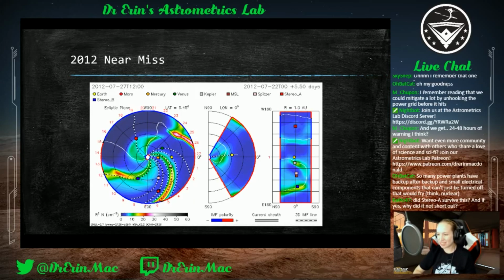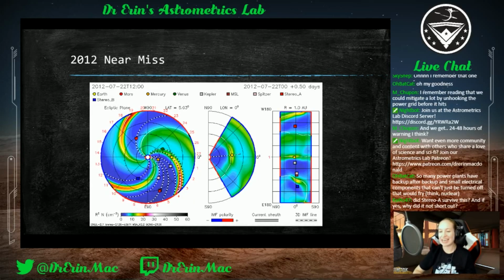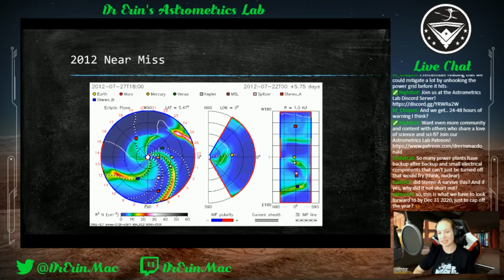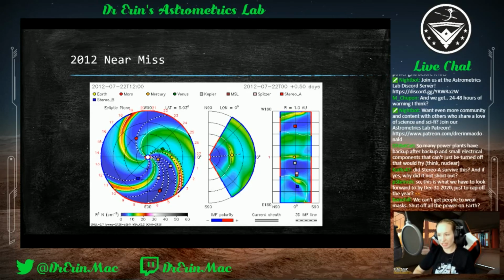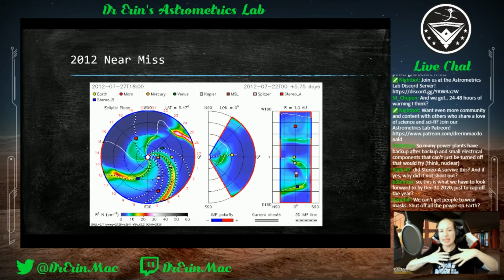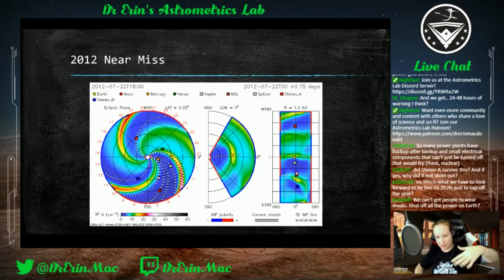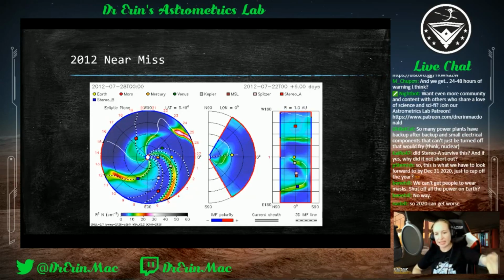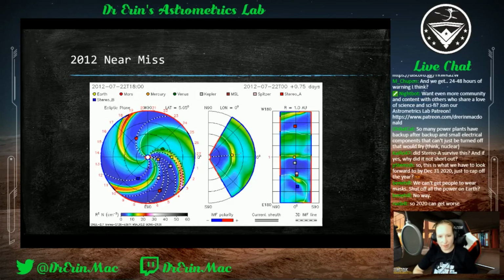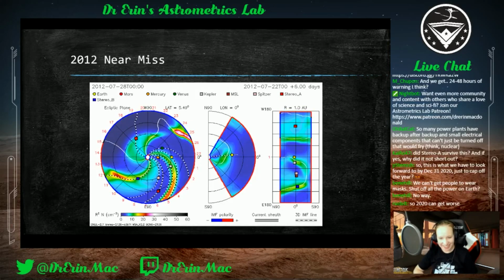So Stereo A survived this because it was designed to survive things like this. But it definitely did blow out some of its pixels, and they had to calibrate beyond that as well. Yeah, right. Exactly.